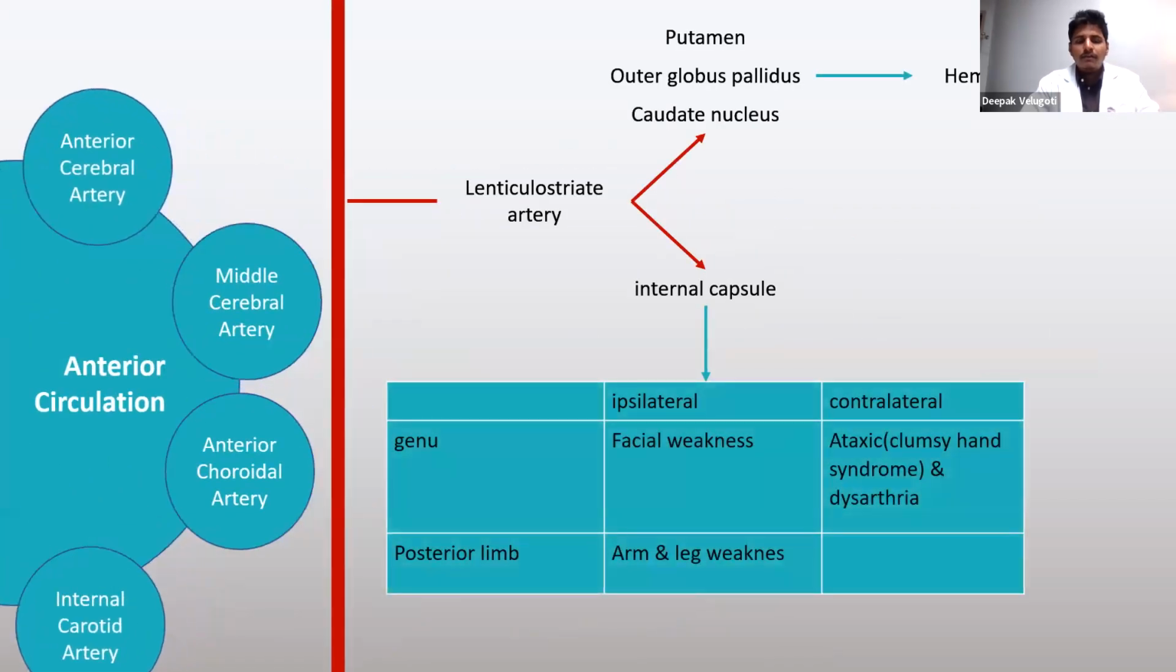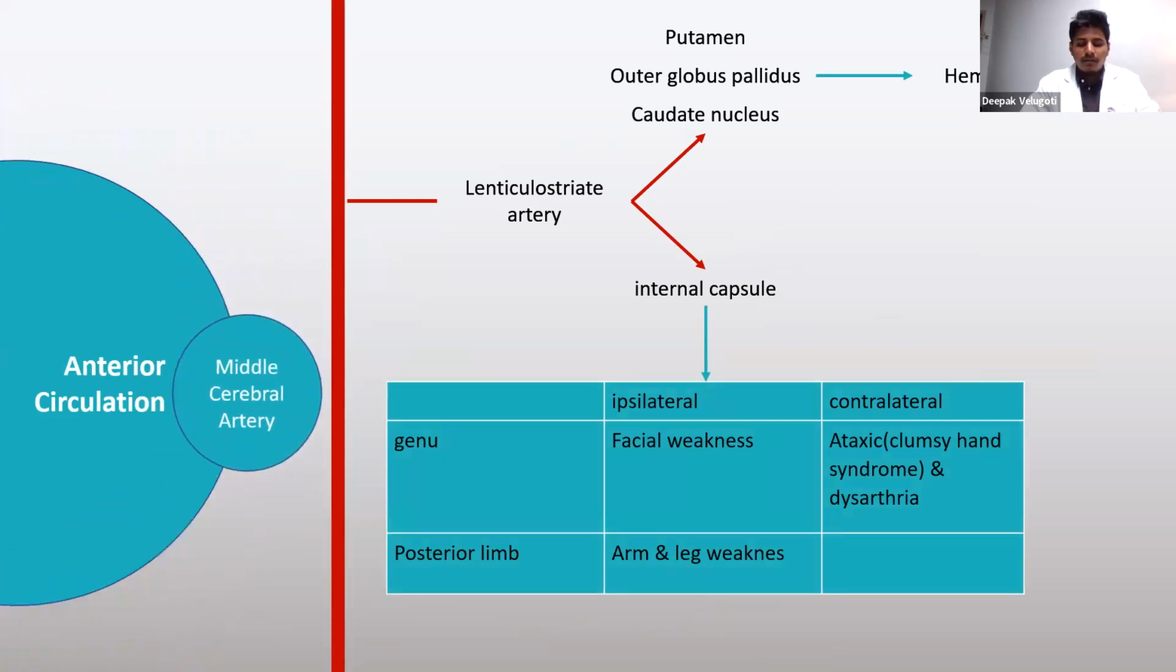Coming to the middle cerebral artery, which is the most common place to have a stroke, we'll discuss the blood supply. The middle cerebral artery arises from the internal carotid artery and gives a branch, the lenticulostriate artery, which supplies striatal parts such as the putamen, outer globus pallidus, and caudate nucleus. When it gets infarcted, the patient develops hemiballismus. It also supplies the internal capsule.